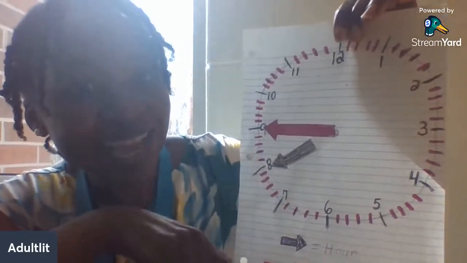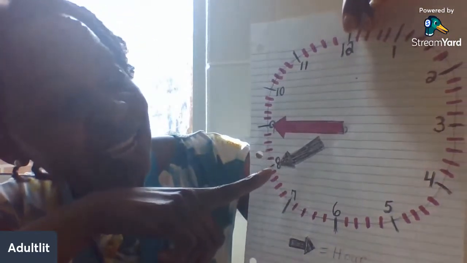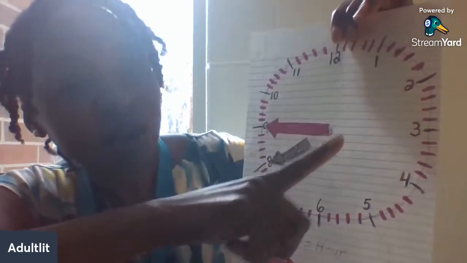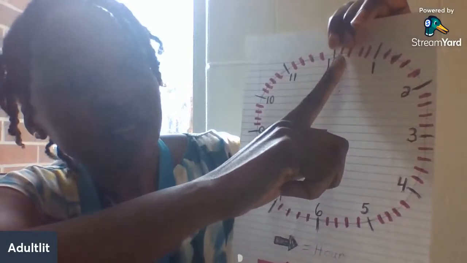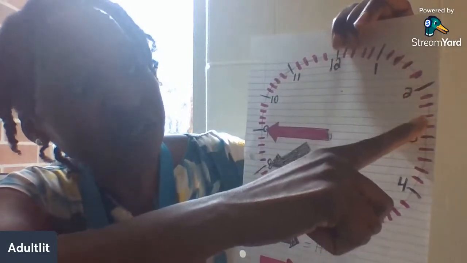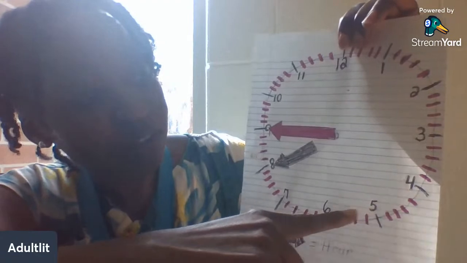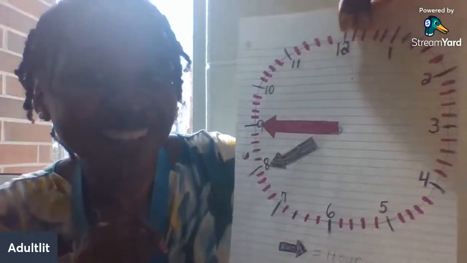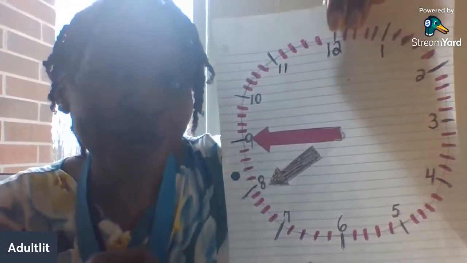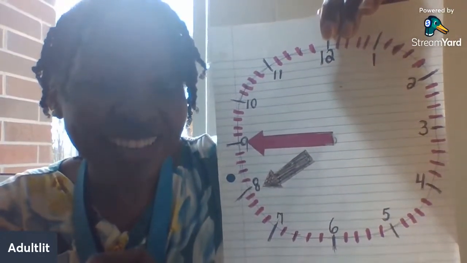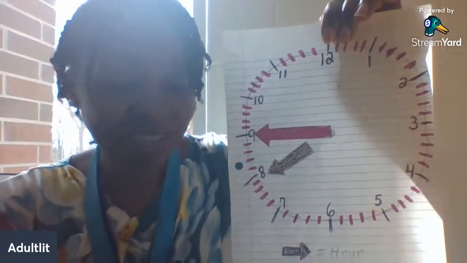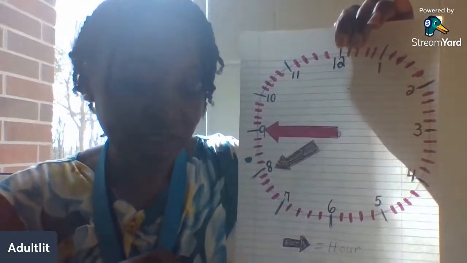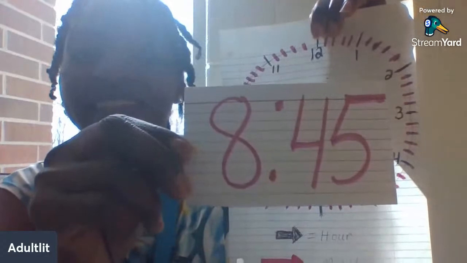The little short arrow represents the hour. So what time is it, class? It is 8 what? We're going to count by 5s. 5, 10, 15, 20, 25, 30, 35, 40, 45. It is 8:45, okay? And that can be AM or PM. And this is how 8:45 looks.